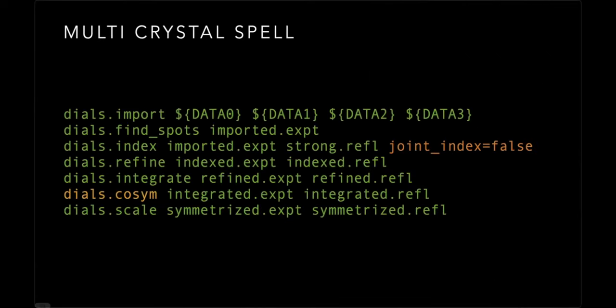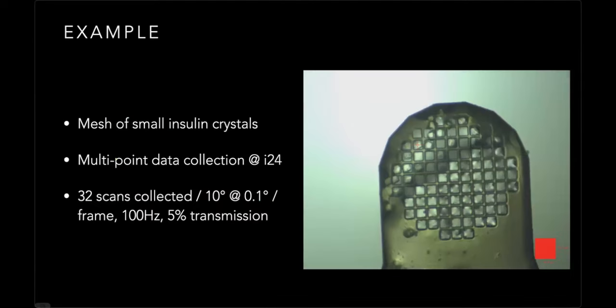So what this basically means is we now have a multi-crystal processing workflow, which means that you import a bunch of different data sets, you do the spot finding, and all it does is pick through them and keep track of which spots come from which scans. When you come to index, all you do is add joint_index=false, so you're not trying to assign a single matrix to all of the scans. You're having a different matrix for each scan. Then the rest of the workflow is largely the same, except dials.symmetry is now replaced with dials.cosym. But otherwise, exactly the same workflow works, and it normally does a pretty reasonable job.